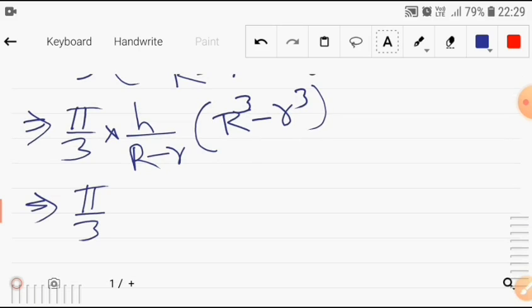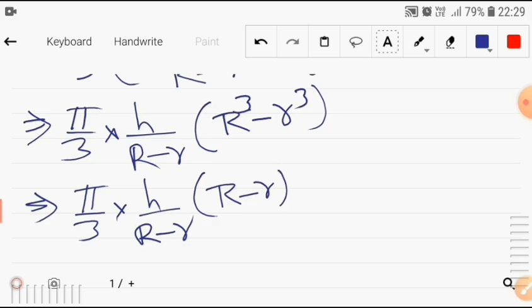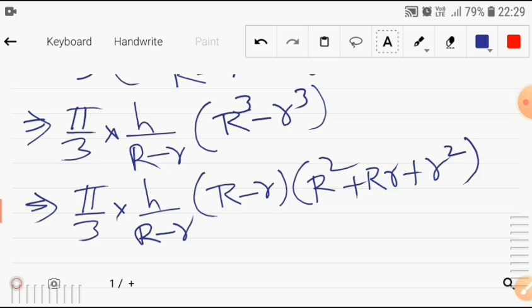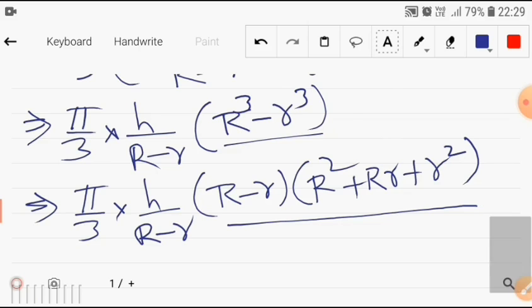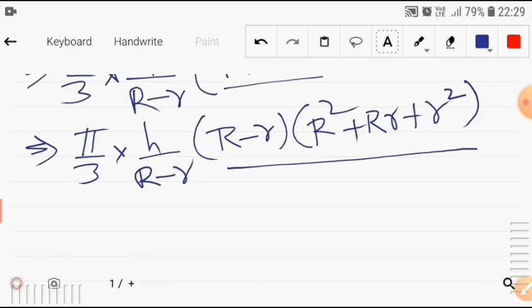Pi by 3 multiplied by h, by R minus r. There is the a cube minus b cube formula. a cube minus b cube is equal to a minus b multiplied by a square plus a into b plus b square. Okay, so I have expanded this formula into this. a cube minus b cube is equal to a minus b, a square plus ab plus b square. Okay. Now next line, it will get cancelled out.